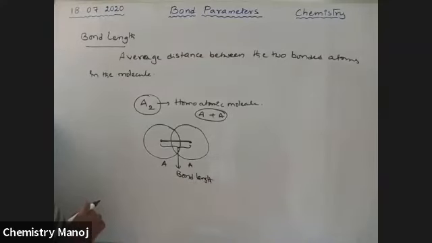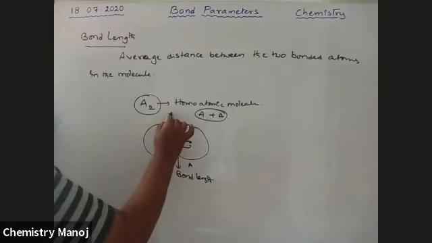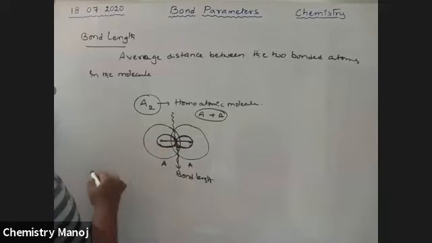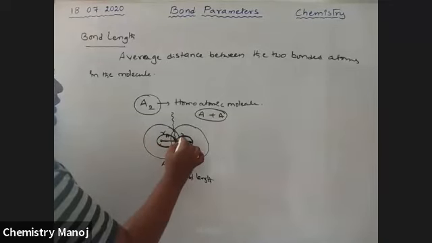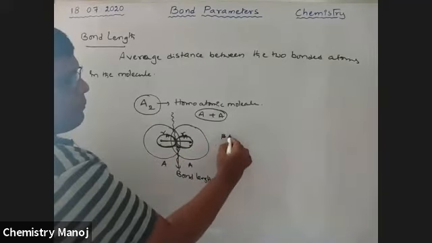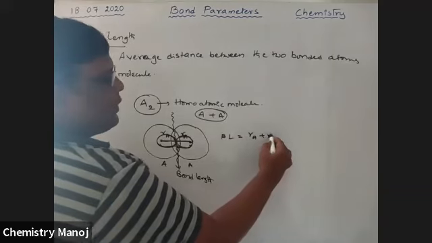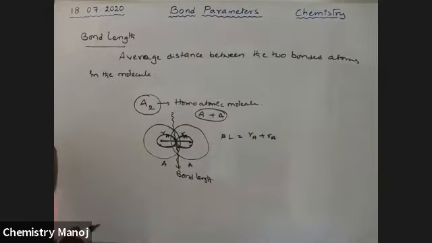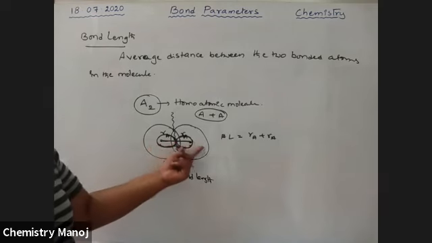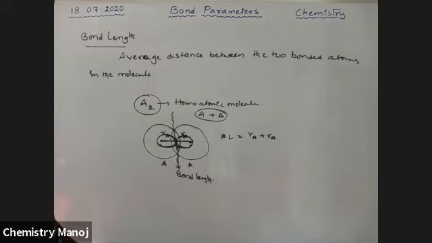Okay, how to calculate this bond length, sir? Because it is a covalent bond, half of this distance is called the radius. Already we completed that, the covalent radius of this one, and the covalent radius of the second one. Therefore, bond length is equal to radius of A plus radius of A. These 2 covalent radii together make up the bond length.